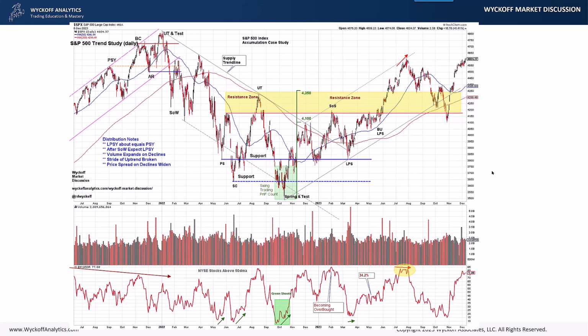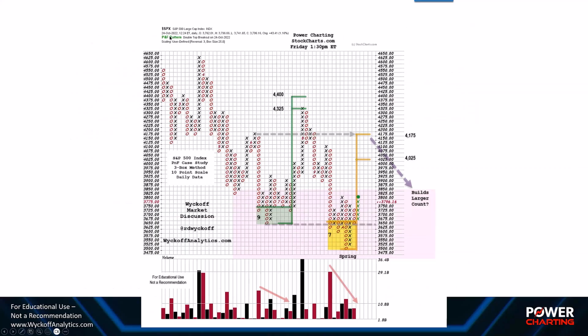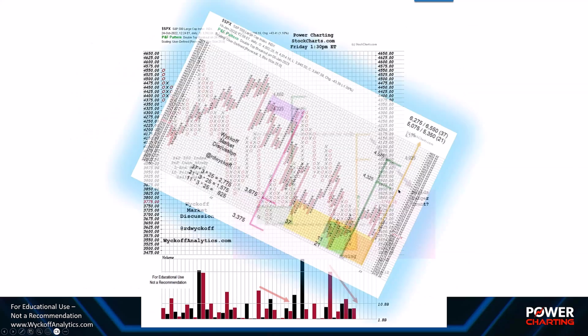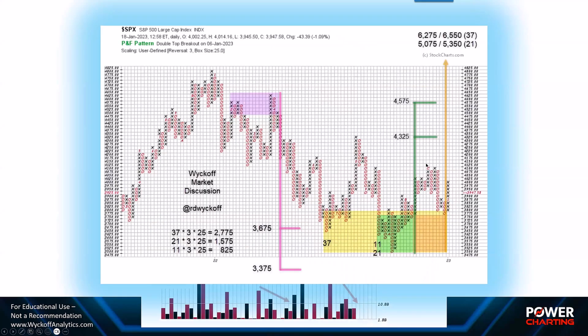This is a chart I've shown you in the past. You'll note here, this is actually October of '22, making the case we traded this swing trade. Here's the October low, traded this up to the resistance area and said, oh, we're going to build a larger cause and we're going to pull back again. And this count could be even bigger. And this is in fact what happened. We did just that. We rallied up into here. We pulled back again.